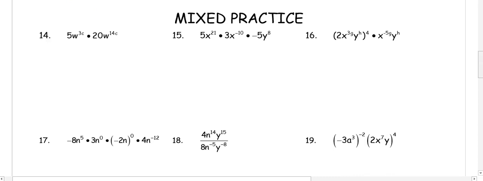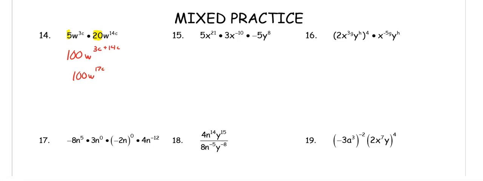So in number 14, the two numbers that are 5 and 20 don't have exponents, so they can be multiplied together to get us 100. And then we only have one base, so we're going to add those exponents. So w to the 3z plus 14c, which gets us 100 w to the 17th z.